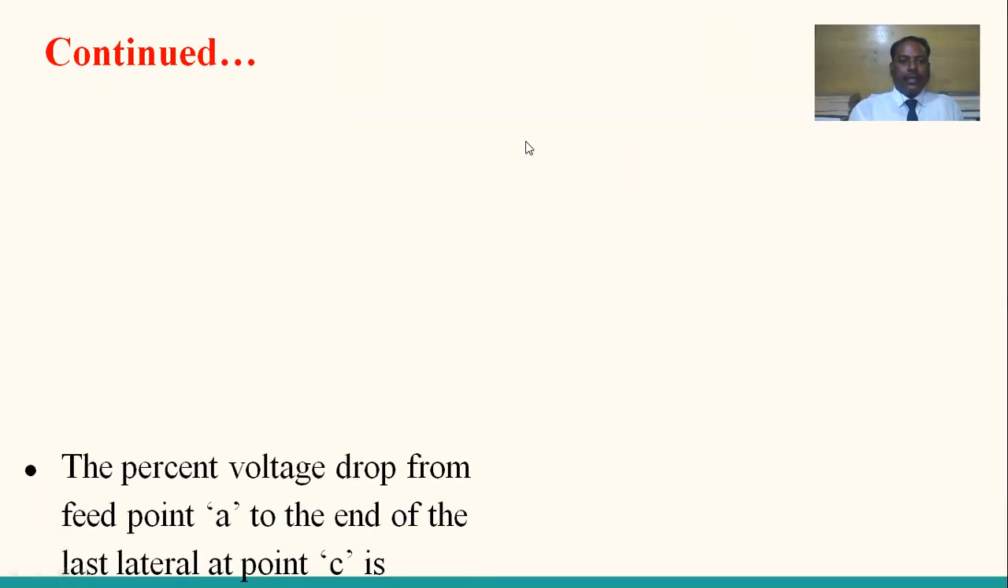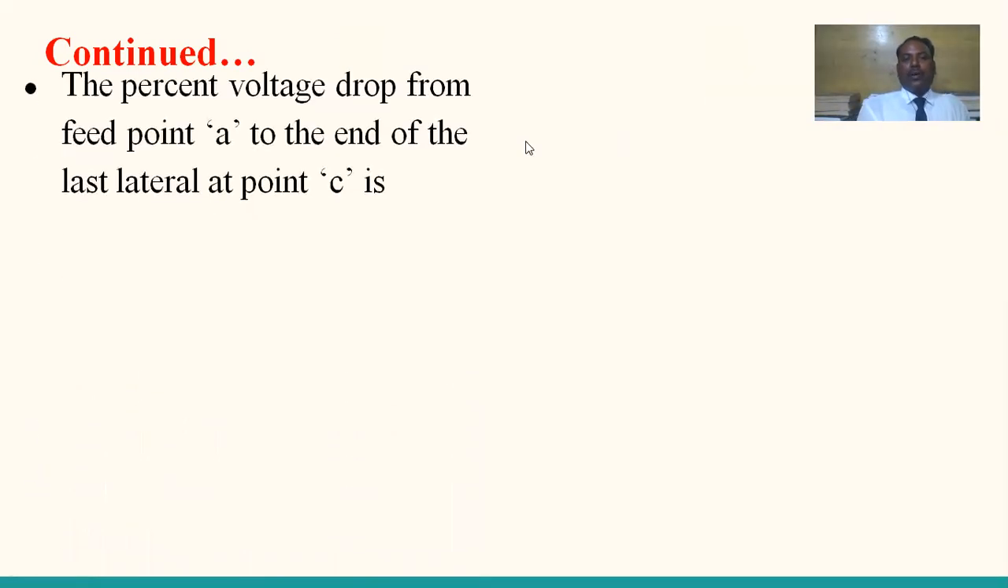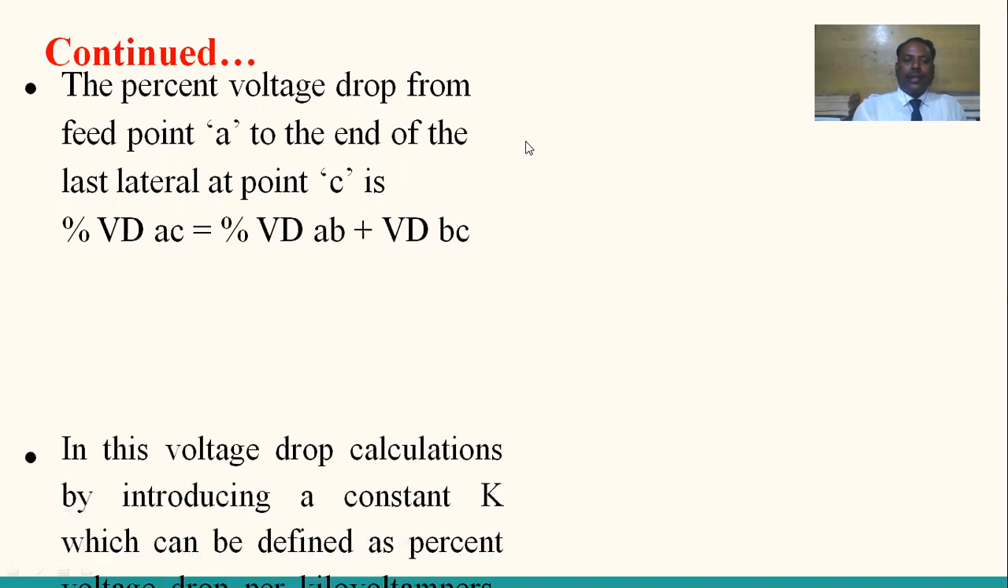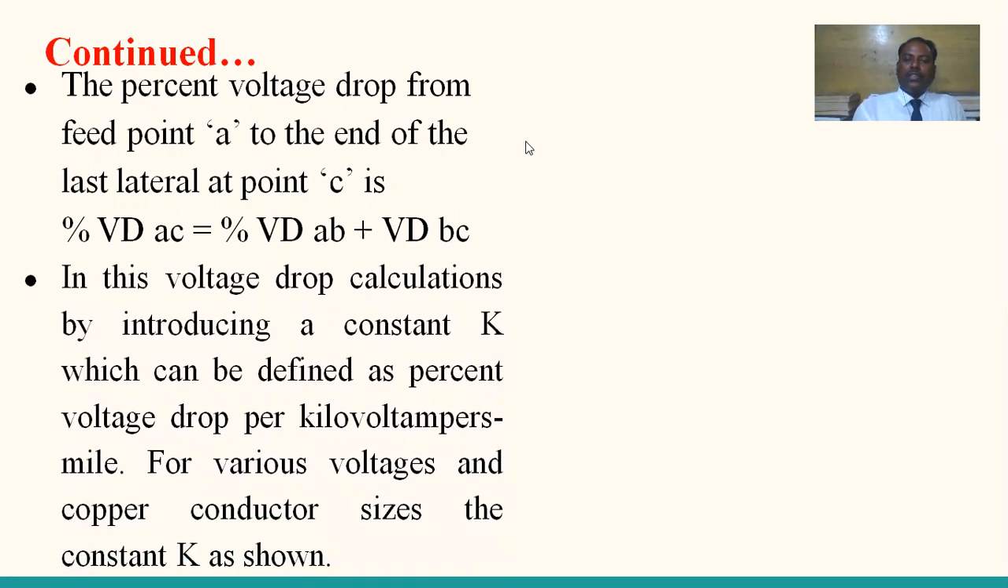Yes. The percent voltage drop from the feed point A to the end of the lateral C is, see how this equation has to be written. Percentage voltage drop of AC, A is the feeding point, C is the terminating point, which is equal to percentage voltage drop of AB plus percentage voltage drop of BC.